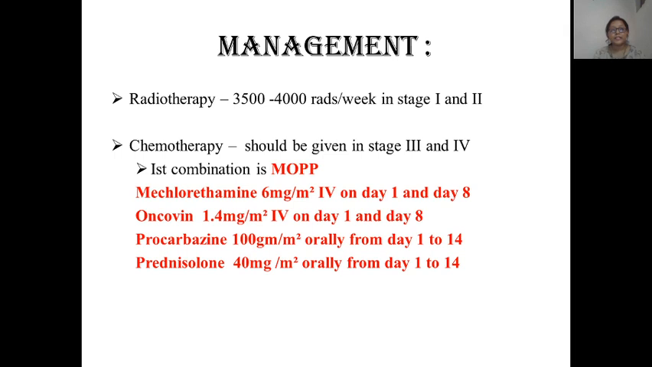The physical examination reveals involvement of the lymph nodes in the Waldeyer ring. The management is radiotherapy given 3,500 to 4,000 rads in stage 1 and 2. For stages 3 and 4, the first combination of chemotherapy is mechlorethamine 6 milligram per m square IV on day 1 and day 8, Oncovin, also known as vincristine, 1.4 mg IV on day 1 and day 8, procarbazine 100 milligram orally from day 1 to day 14, and prednisolone 40 milligram per meter square orally from day 1 to 14.